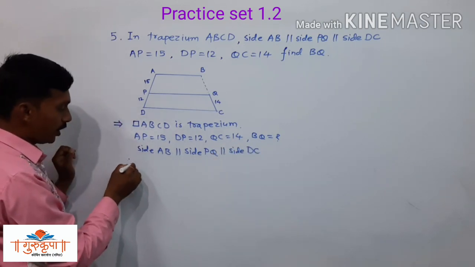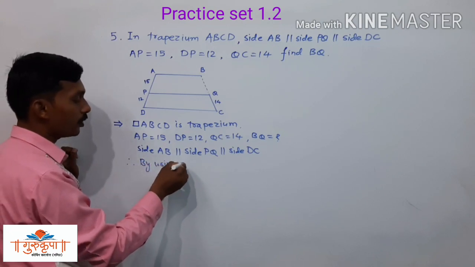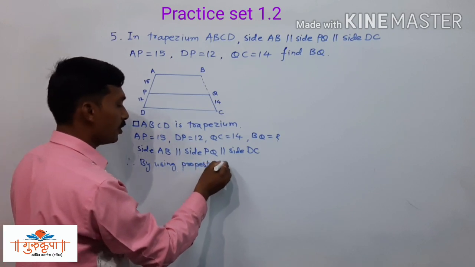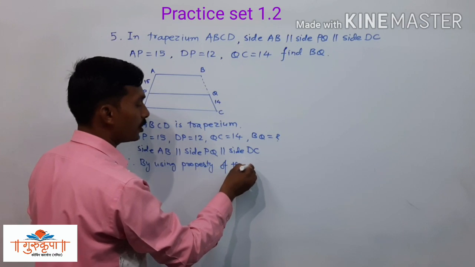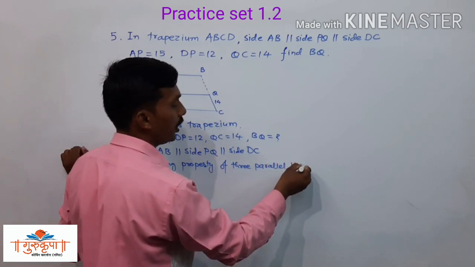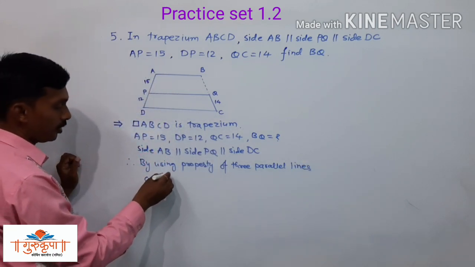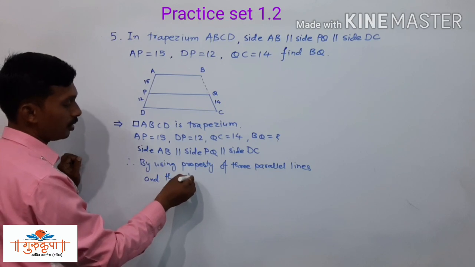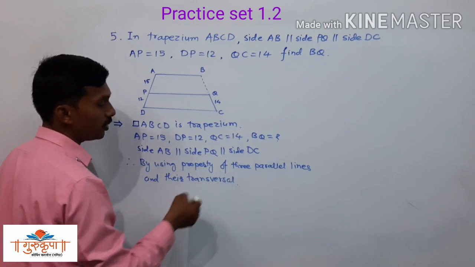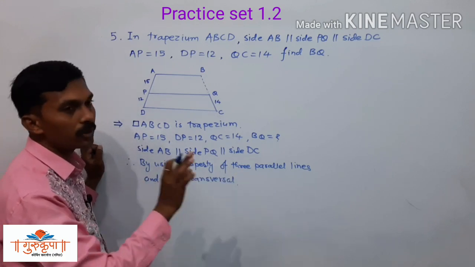Now we will write here: by using the property of three parallel lines and their transversal. No need to write the property here, we just write the name of the property which we are going to use.